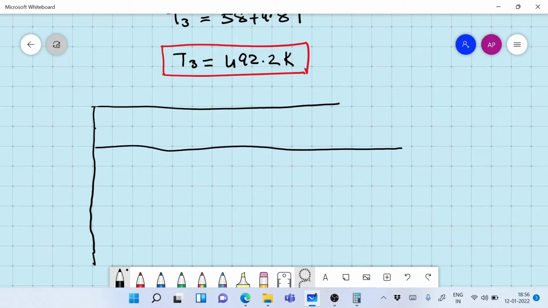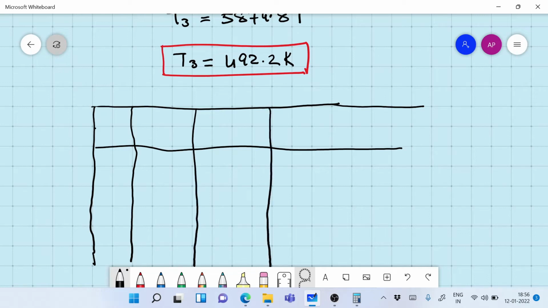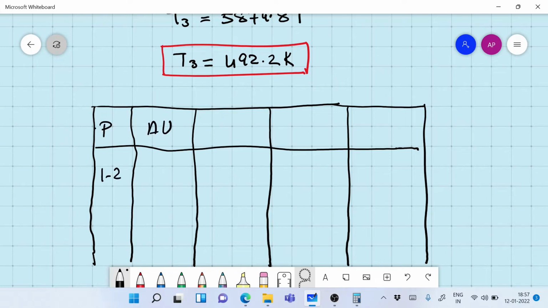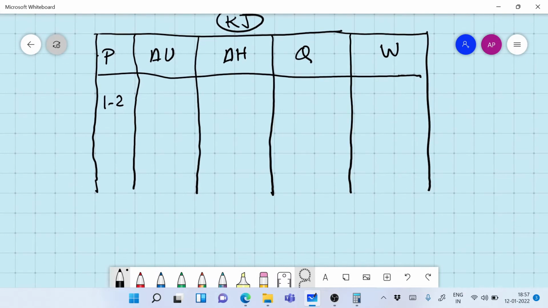In this table, the first column is for the process, the second column is for delta U, the third column is for delta H, the fourth column is for Q and the fifth column is for W. So this is the process 1 to 2, delta U, delta H, Q, W, and all our units are in kilojoules. So let's start with a calculation.